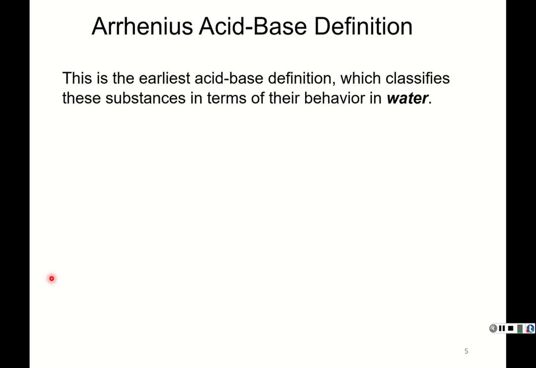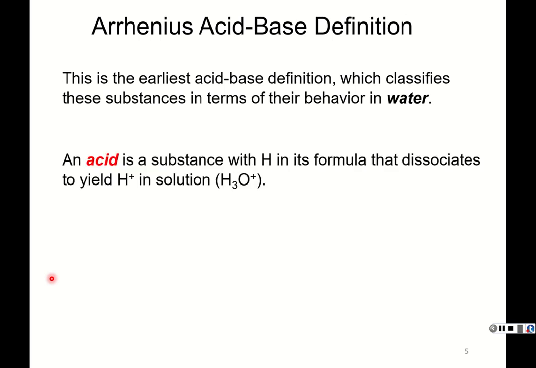So what are acids? What are bases? Well, it depends on what your definition of them is, and there are a few that we use. The first one is the Arrhenius acid-base definition. It classifies substances in terms of what they do when they're in water. An acid, by the Arrhenius definition, is a substance with a hydrogen in it, and it dissociates in water to yield an H plus in solution.